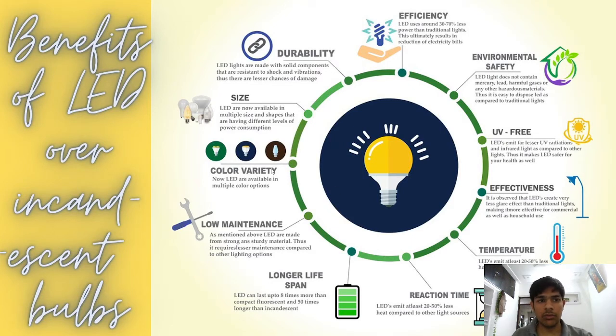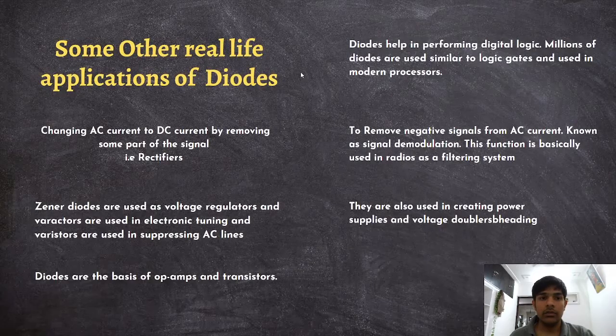So these are the several benefits of using LED over the conventional light sources: it is highly efficient, environmentally safe, UV free, highly effective, around 20 to 50% less heated, similar percentage for reaction time, longer life span, low maintenance, has a high color variety, smaller in size for different multiple sizes and shapes, highly durable. So these are some benefits of LED over the compact fluorescent and incandescent bulbs.